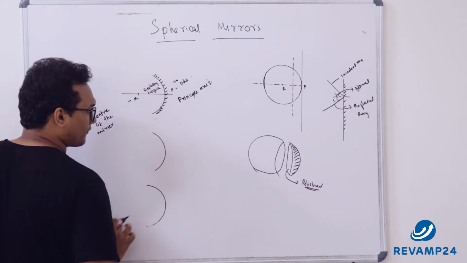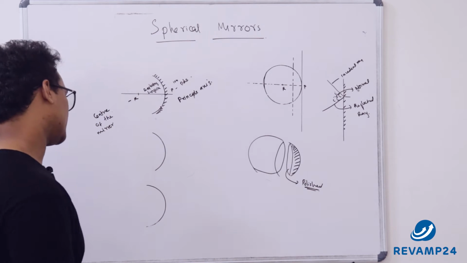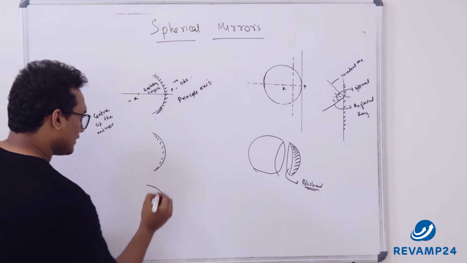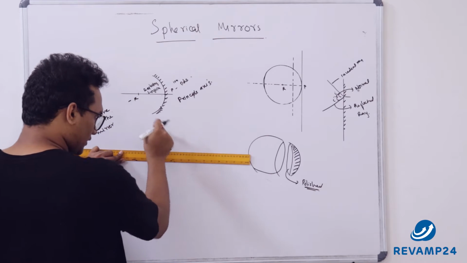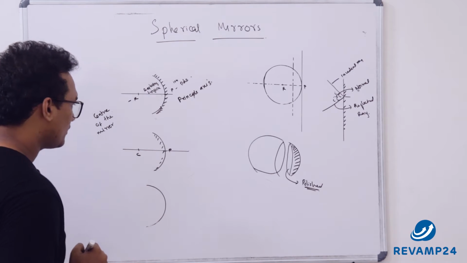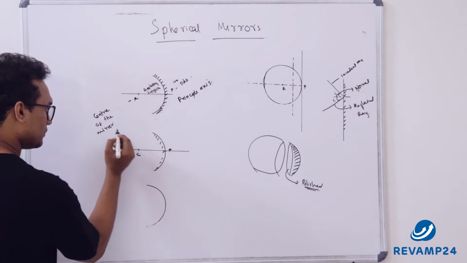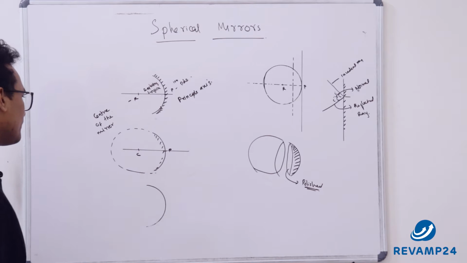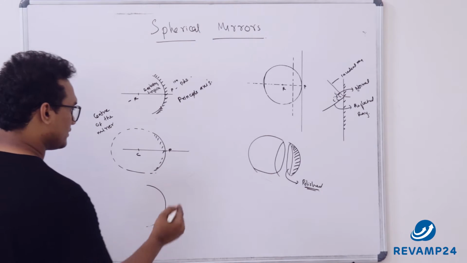Now I can make one more mirror from this. Instead of painting the outer side and polishing the inner side, I can do the opposite, where I am painting the inner side and polishing the outer side. So what would be the change? It would be the same pole. Pole is nothing but the center of the reflecting surface. Now, the center of the mirror is the center of the sphere from where the mirror is actually cut. So this mirror is cut from a sphere which had a shape in this way, and this was the center of that sphere. This is the pole, and the line connecting the center of the mirror with the pole is the principal axis. This is an infinitely long axis.